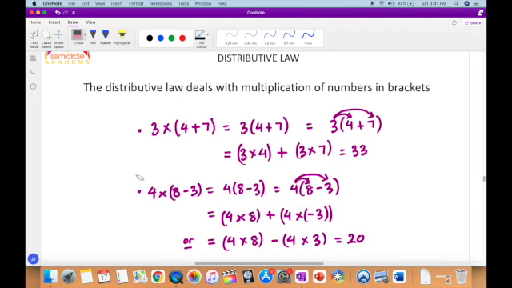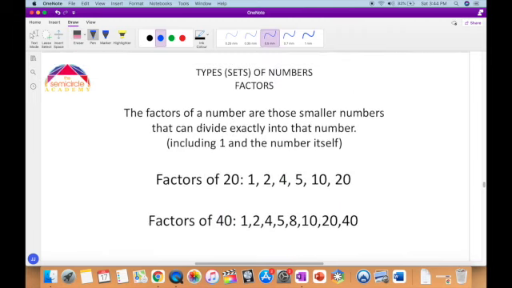Take your time and write this one though. Now, the thing is that some of us mix up factors and multiples. Factors are the smaller ones, multiples are the bigger ones.